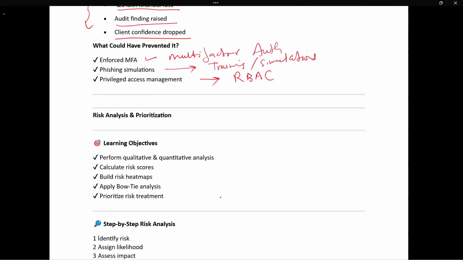Okay, so we have the learning objectives. In this section, we are going to perform quantitative and qualitative risk analysis. Very important. Calculate the risk scores. We did the risk scoring already, but we will repeat it. Then build the risk heat maps. This also we did a little bit. We'll do it again. Apply the bow tie analysis. This is a new concept. Prioritize the risk treatment. This is also we are going to do.